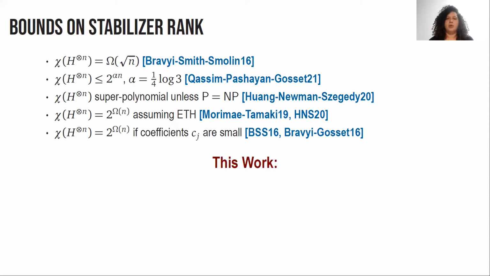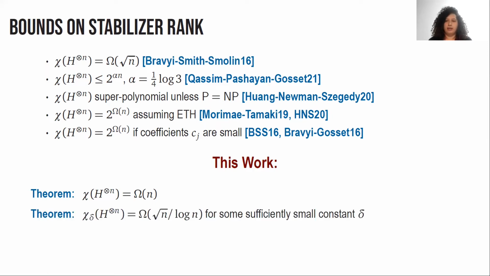And in this work, we give a linear lower bound for the stabilizer rank of the nth tensor power of the magic state, and we give a lower bound of square root of n over log n for the delta approximate stabilizer rank of the magic state. This is true for any delta which is sufficiently small, smaller than some constant. And this is the first such lower bound.